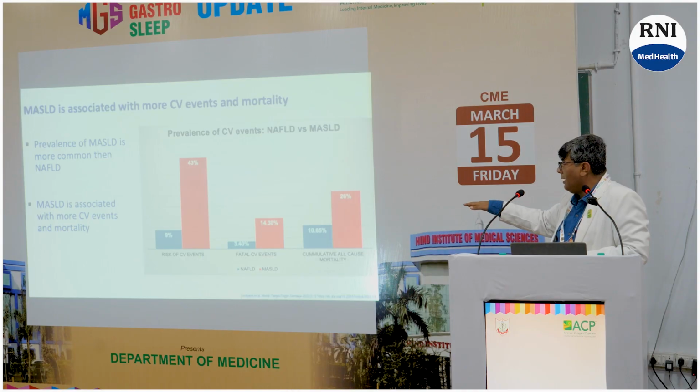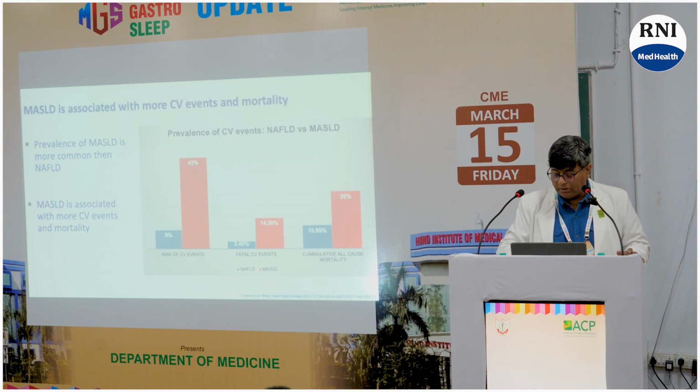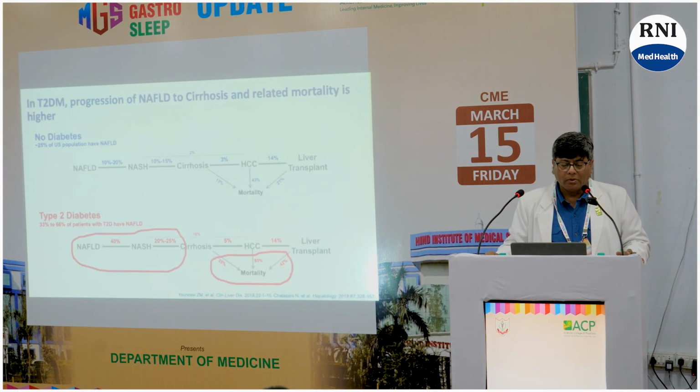And when we talk about fatal cardiovascular events, you can see again it is around 4 times. And when we talk about cumulative all-cause mortality, you can see it is about 2.5 times higher in metabolic associated fatty liver disease. So in type 2 diabetes, progression of NAFLD to cirrhosis and related mortality is higher. So once we compare these two groups, those who have NAFLD but not diabetes, and those who have NAFLD with diabetes, what is the difference? Largely you can see it here.